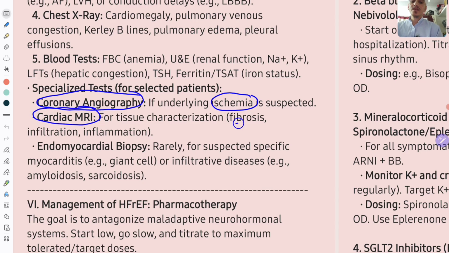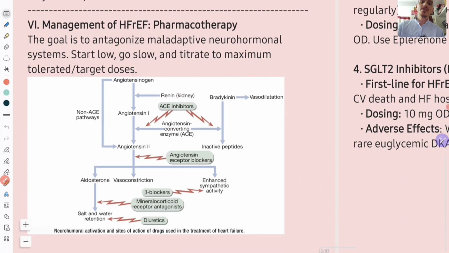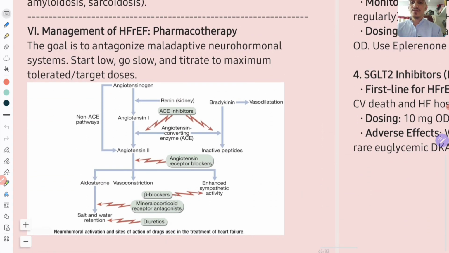Okay, now if you are suspecting vasculitis or infiltrative diseases, then you can do endomyocardial biopsy. So these are the 3 specific tests. One is angiography, one is MRI, one is biopsy. Now coming to the main important topic. Okay, main important topic.